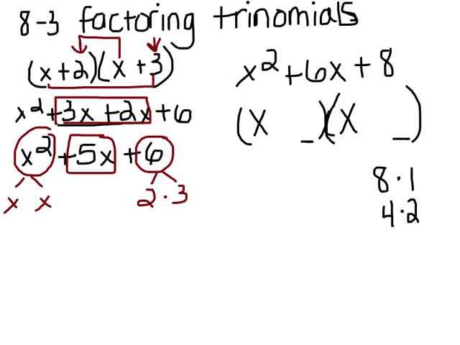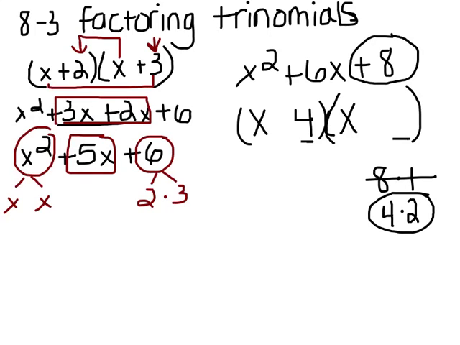We are looking for the factors of 8 that add, because we have a plus sign right here, to our middle term of 6. Well, 8 plus 1 is 7, so that isn't the option we're looking for. 4 plus 2 gives us 6, and 4 times 2 gives us 8. These are the factors of 8 that we multiplied, sorry about that, to get the 8 as our last term.